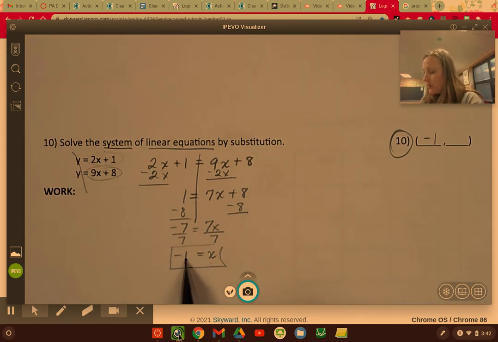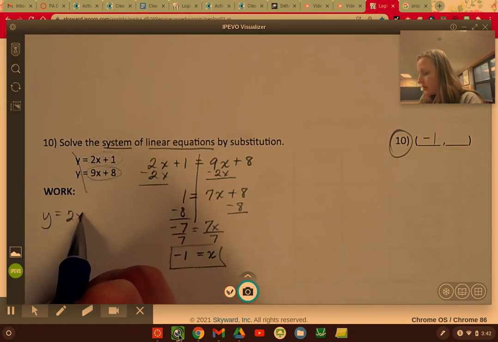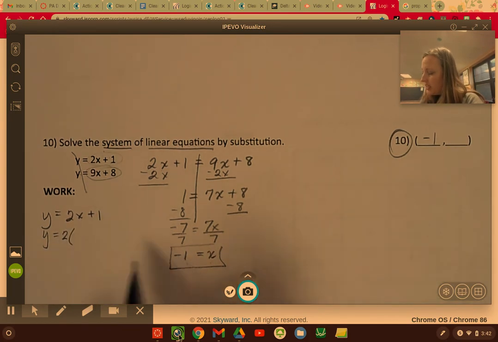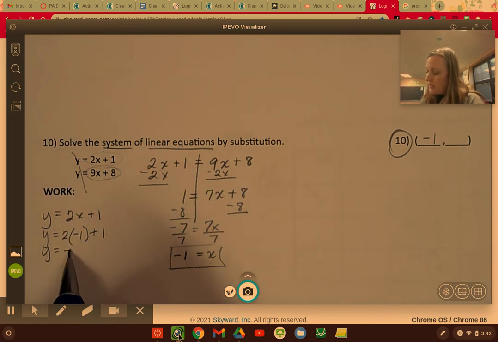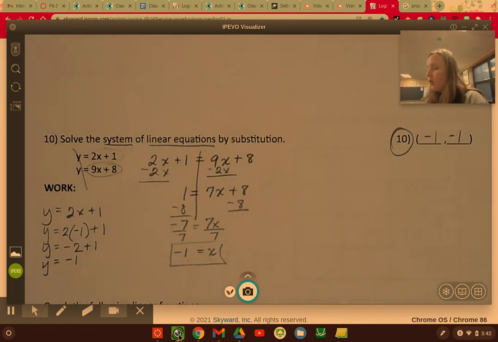So what I'm going to do is plug this into one of them. I'm just going to choose the top one. Y equals 2x plus 1. Y equals 2 times, we just decided x is equal to negative 1. So let's just continue. 2 times negative 1 is negative 2 plus 1. So y equals negative 1. So my ordered pair, which is the solution to this system of equations, is negative 1, negative 1. Now here's the really cool part. The solution to a system is where these two lines actually cross.